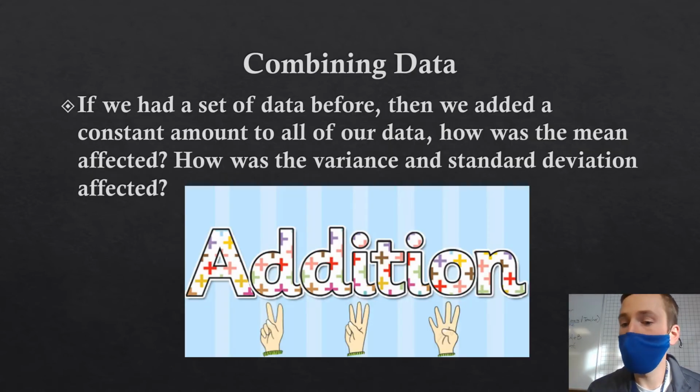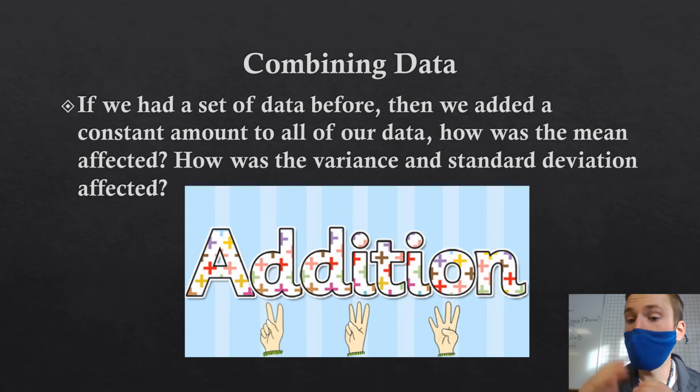The last concept of random variables is the idea of combining data together. So going back to what we've talked about in the past, if we had a set of data and we added a constant amount to all of our data, I want you to think about how that affected the mean of our distribution, and how it affected the standard deviation of our distribution. So if we added the same amount to each piece of data, how did that affect the mean? How did that affect the standard deviation?